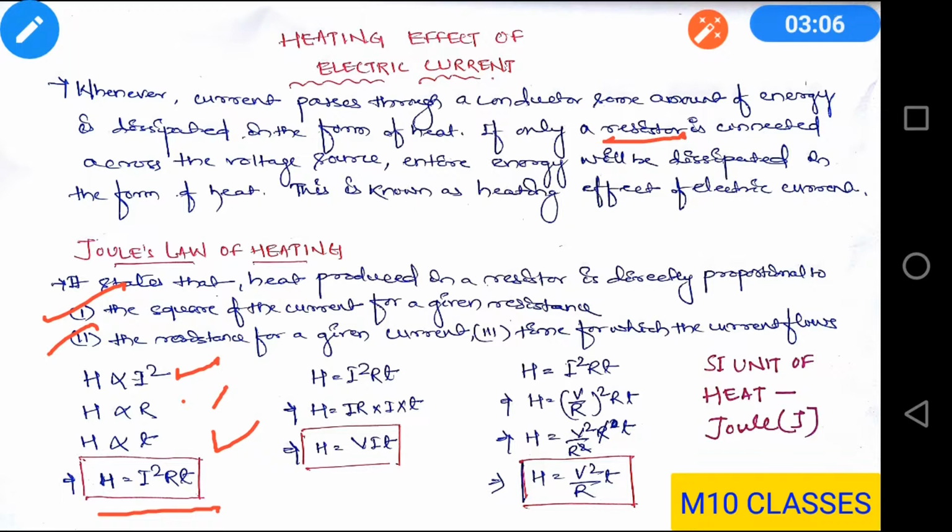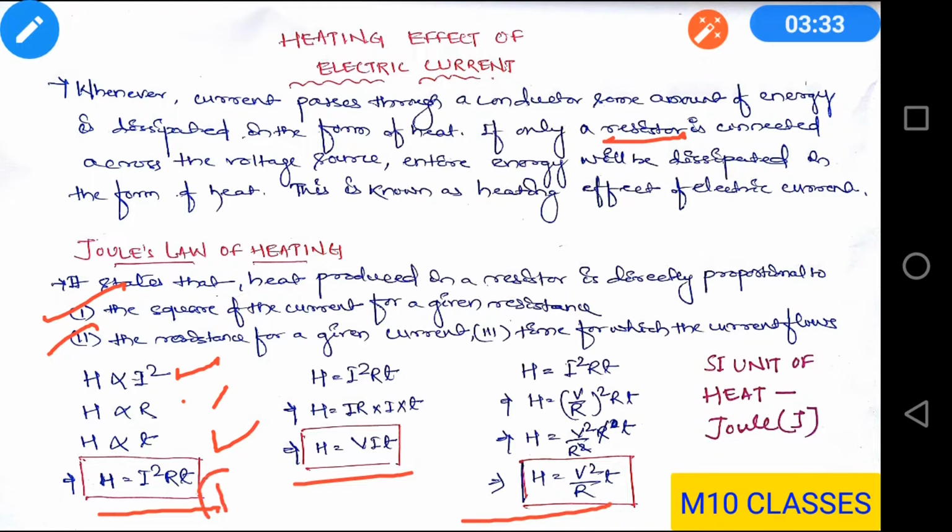Now if you separate I square into IR into I, you can write it as H equals IR into I into T, and from Ohm's law you get that IR equals V, so you will get H equals VIT. You have got another formula. Now again, if you replace I with V by R, what will you get? You will get V square T by R. So you are getting three formulas.